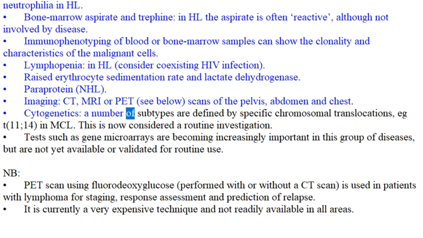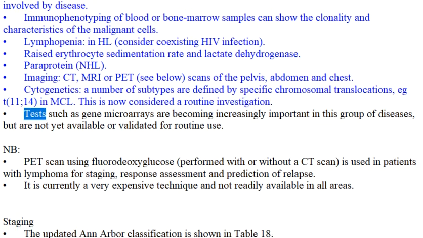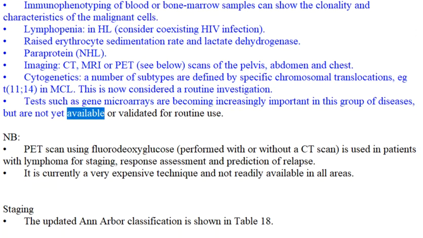Cytogenetics. A number of subtypes are defined by specific chromosomal translocations, e.g. t(11;14) in MCL. This is now considered a routine investigation. Tests such as gene microarrays are becoming increasingly important in this group of diseases, but are not yet available or validated for routine use.